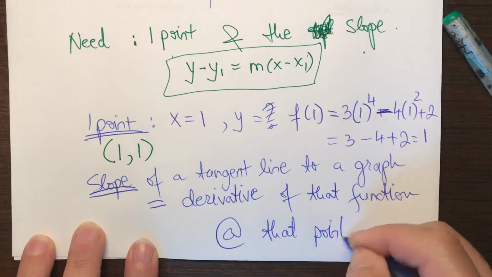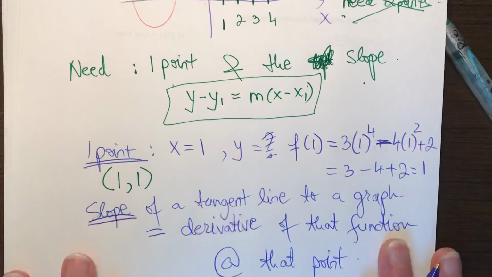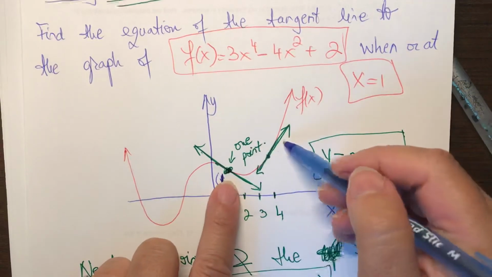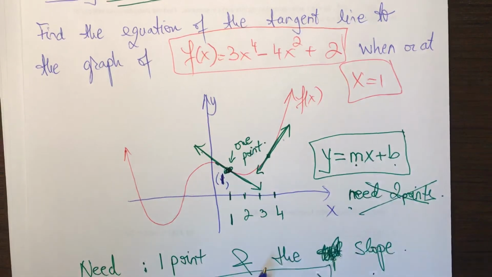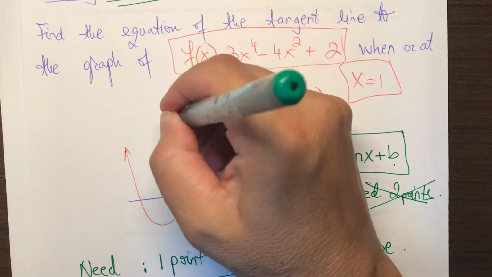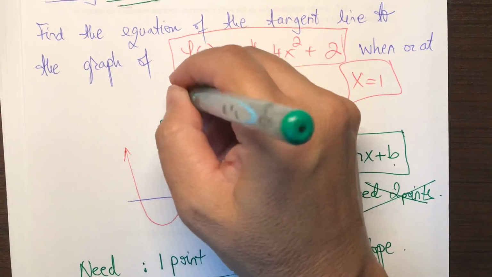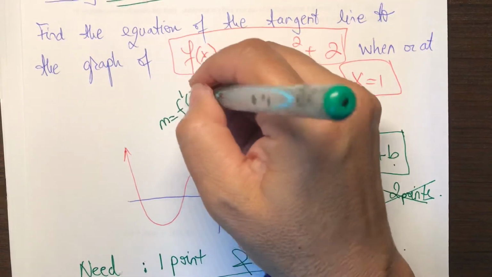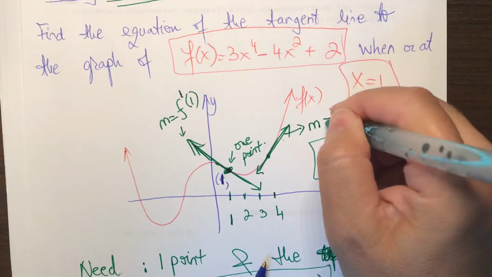Okay, so the slope of the tangent line we've learned, and let me get back to the graph. Here's the tangent line, here's a different tangent line. What we know definitely is what? The slope of this tangent line is equal to the derivative of this function at the point we're looking at, 1.